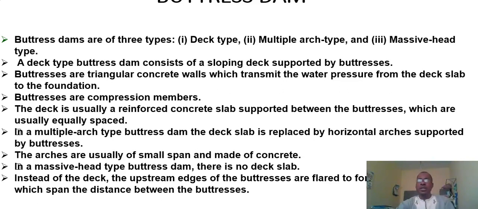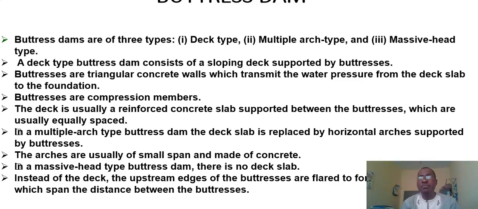So now let's look also at the buttress dam. Buttress dams are of three types: you have the deck type, you have the multiple arch type, and then the massive head dam type. The deck type buttress dam consists of a sloping deck supported by buttresses. Buttresses are compression members. And the deck is usually reinforced concrete slabs supported between the buttresses, which are usually equally spaced.